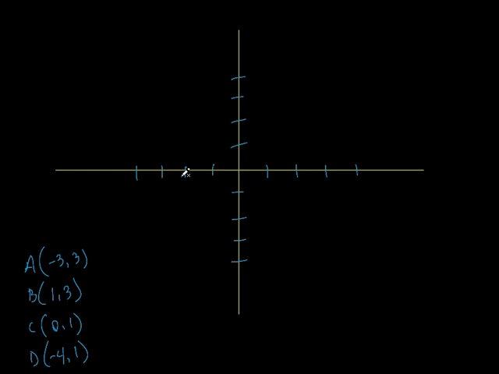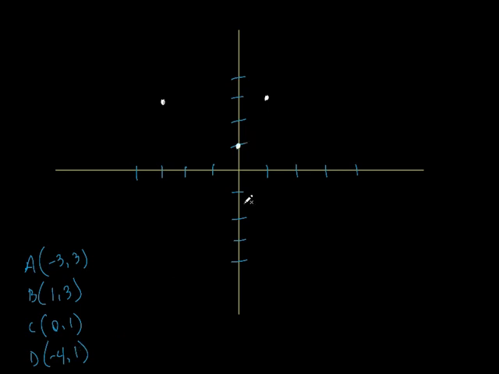Negative 3, 1, 2, 3, and then up 3, right? 1, 2, 3, it would be about right there. Oh, it's pretty close. 1, 3, so you start at the origin again, you go to the right 1, and you go up 3. That would be right there. Okay? 0, 1, so you start at the origin, you go 0 in the x direction, and you go up 1 place. That would be here.